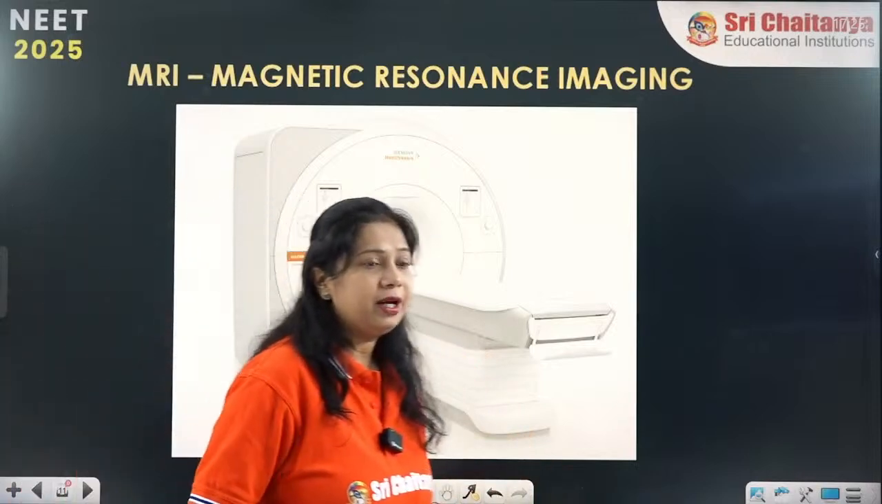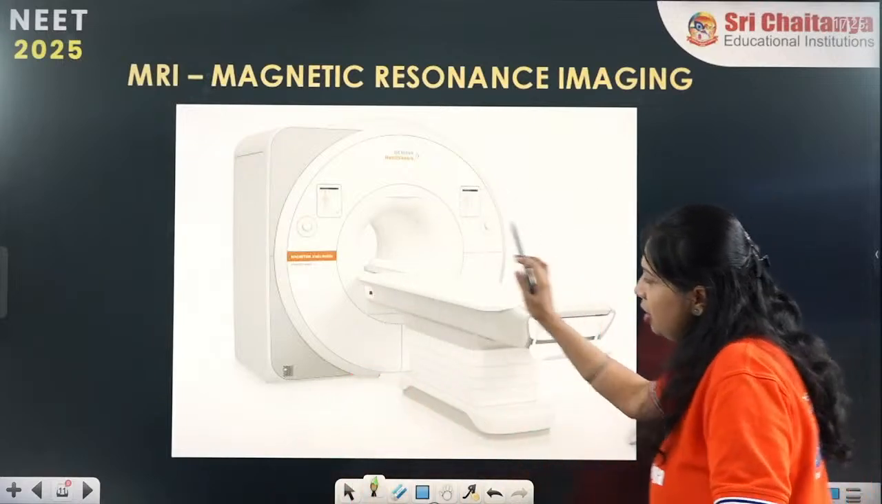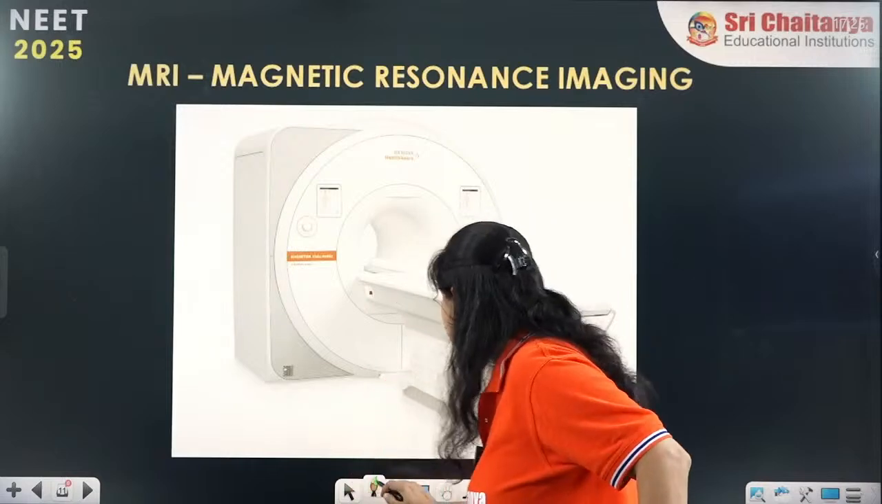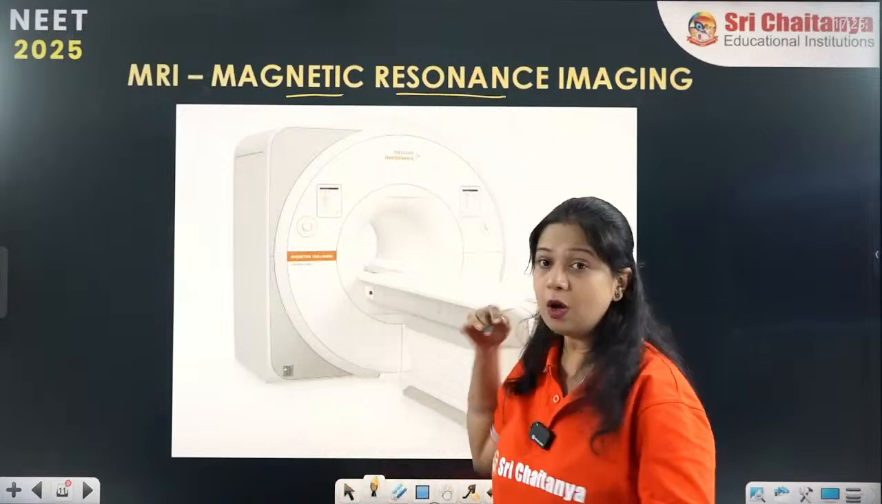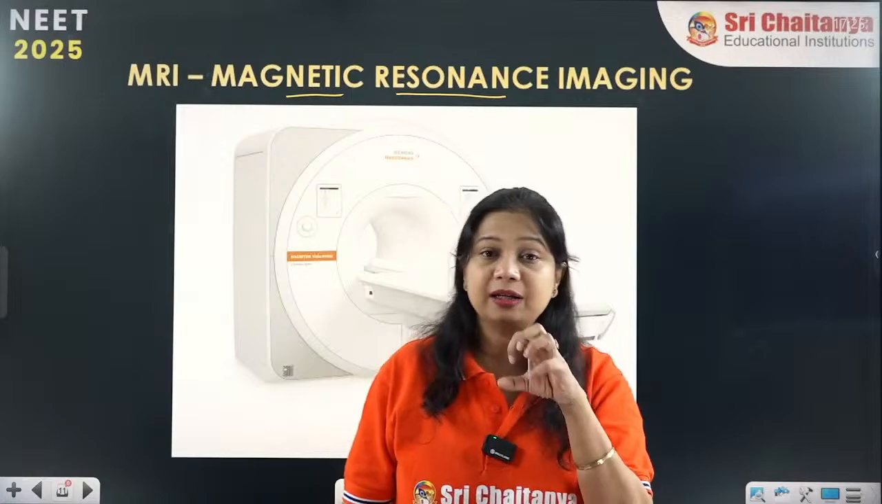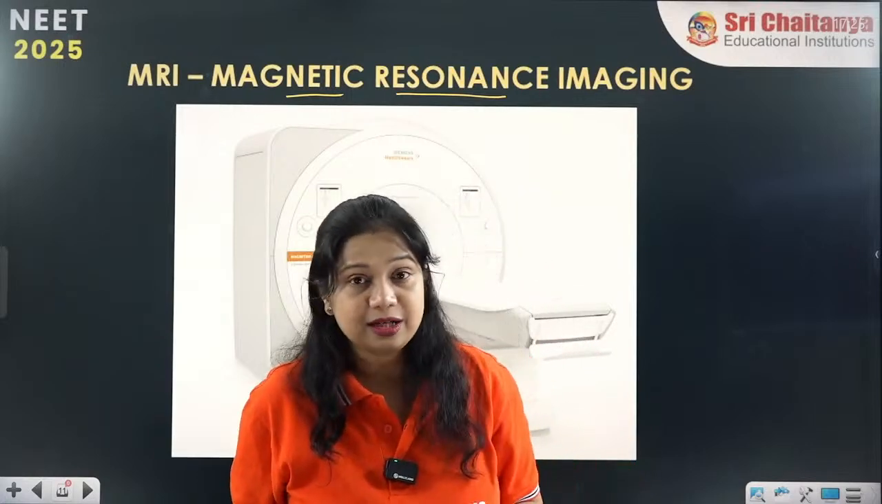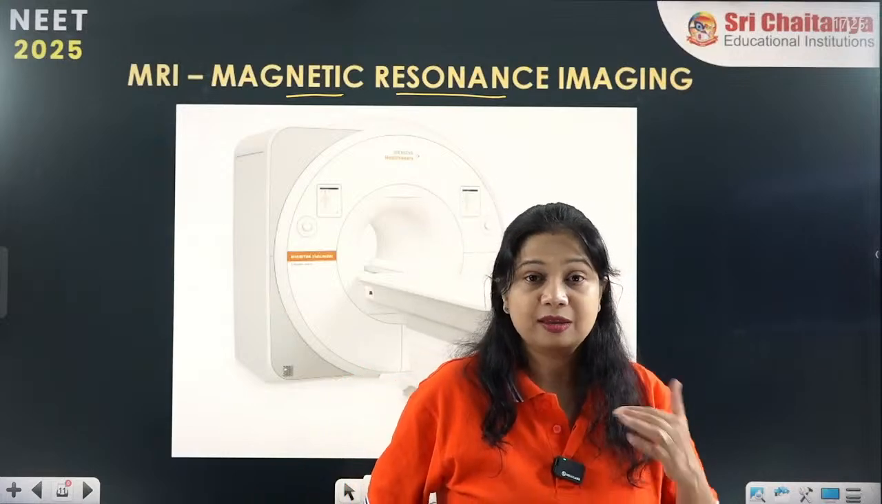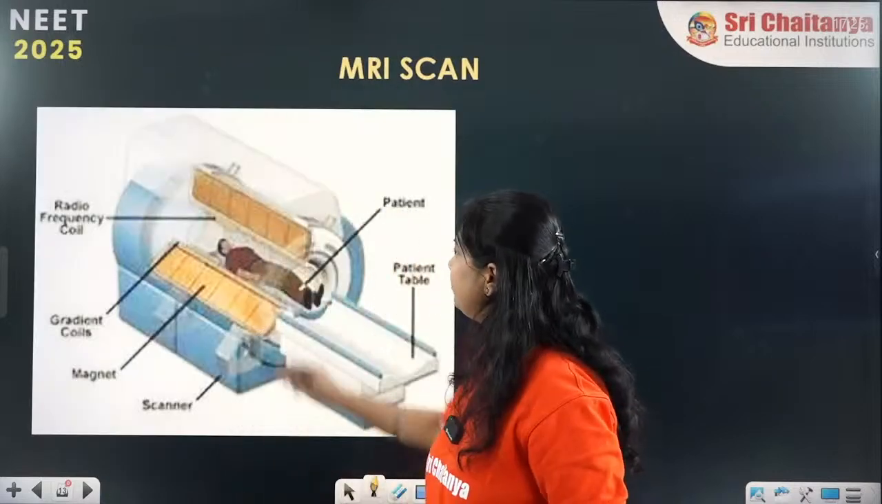Now what is this MRI? Magnetic resonance imaging. What happens here? This is a machine which is called magnetic resonance imaging. The name itself suggests magnetic resonance. Now what is this magnetic resonance? It utilizes a magnetic field. The magnetic field is utilized, and as a result, the magnetic field is allowed to fall on different parts.